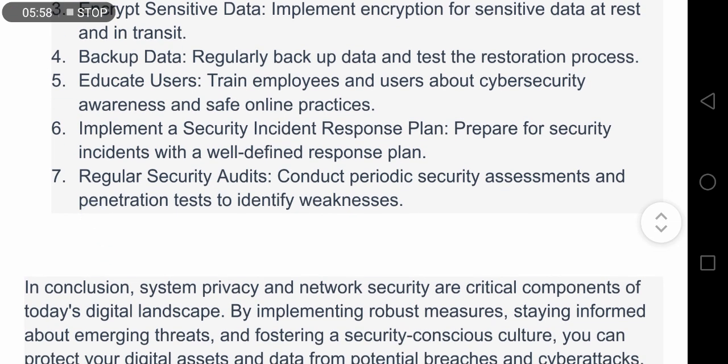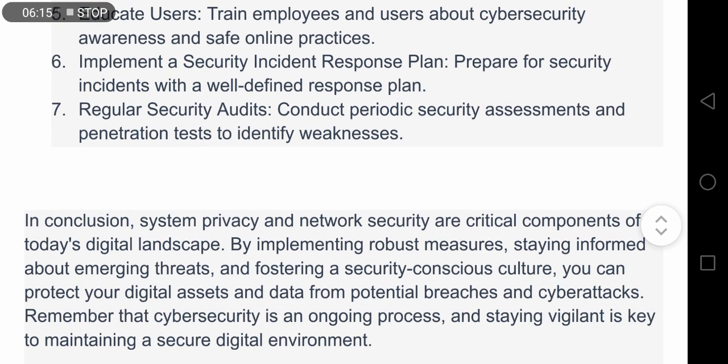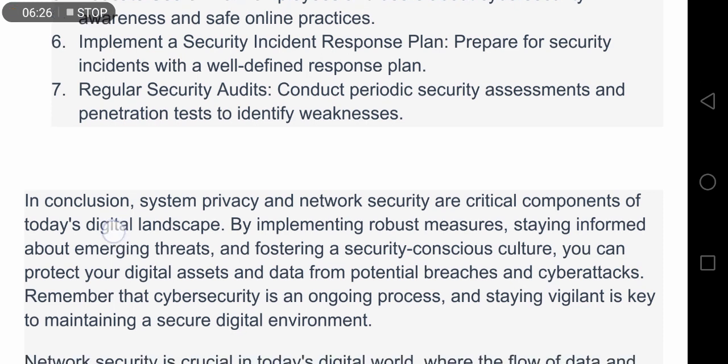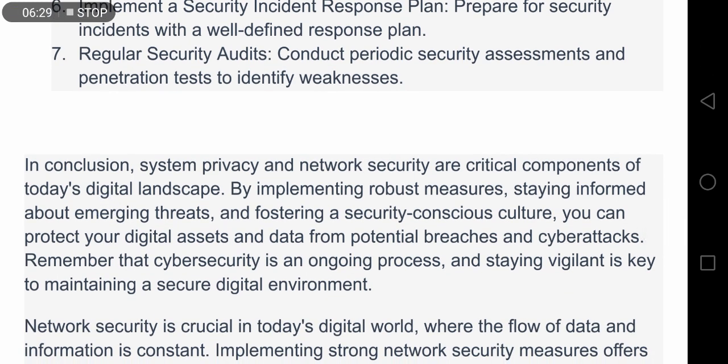Number 4. Backup data. Regularly backup data and test the restoration process. Number 5. Educate users. Train employees and users about cybersecurity awareness and safe online practices. Number 6. Implement a security incident response plan. Prepare for security incidents with a well-defined response plan. Number 7. Regular security audits. Conduct periodic security assessments and penetration tests to identify weaknesses.